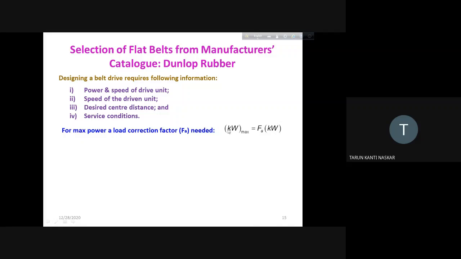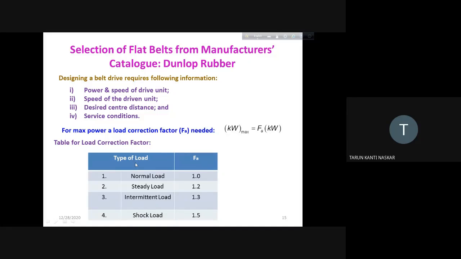You remember that this is kW max, and this kW max is obtained by using a load correction factor, and there is a manufacturer table for the load correction factor. So this is for normal load, this is for steady load, this is for intermittent load, and this is for shock load. For shock load, this is high. So there is kW, you multiply it by FA, get the value of FA from the table of load correction factor, and you get a value of kW max. So remember, you have obtained a kW max.